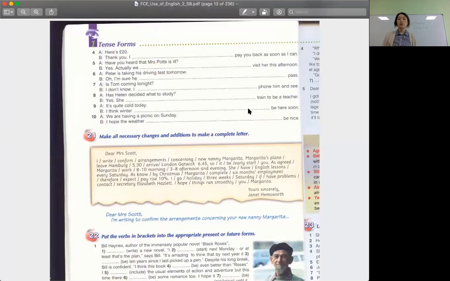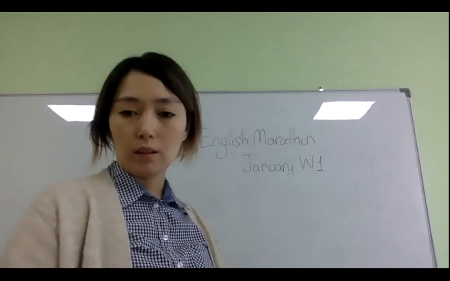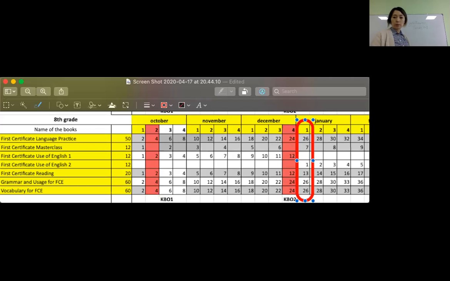So yeah, this is it. This is what you have to do in Use of English 2, Unit 1, all right? Closing it now. The third book would be, fourth book actually, would be First Certificate Reading, Unit 13. I'm opening it now.